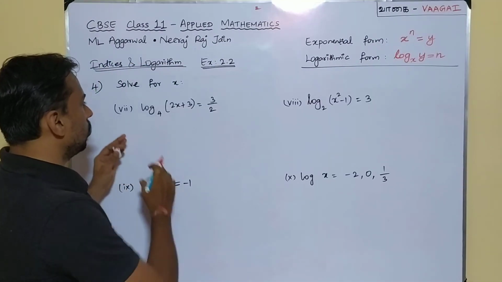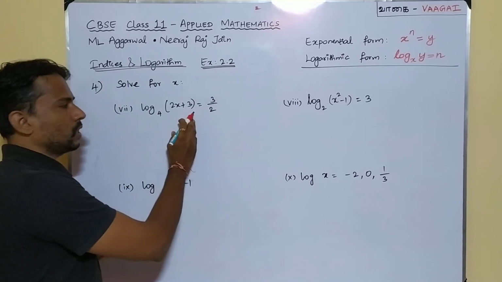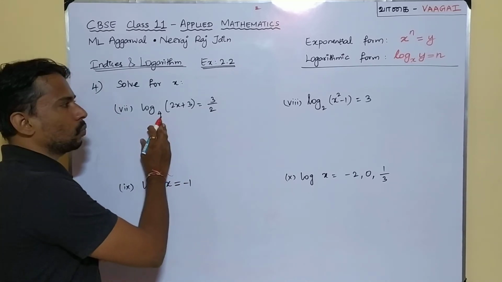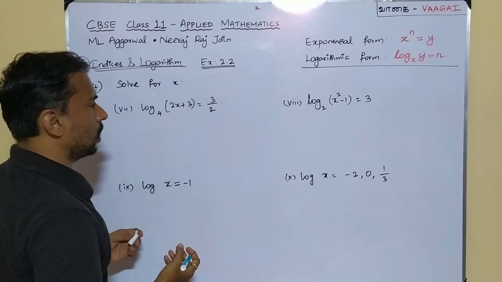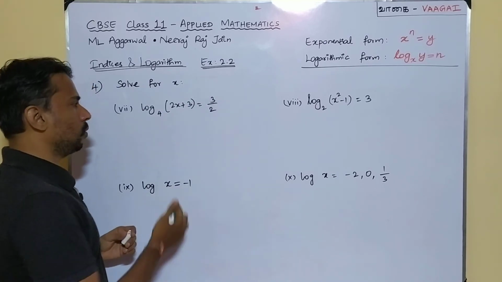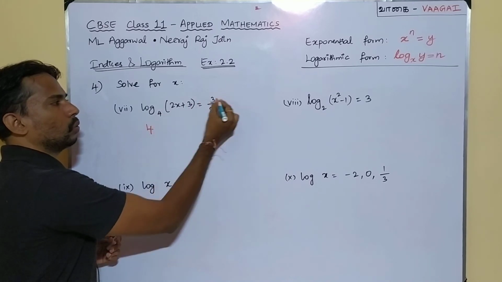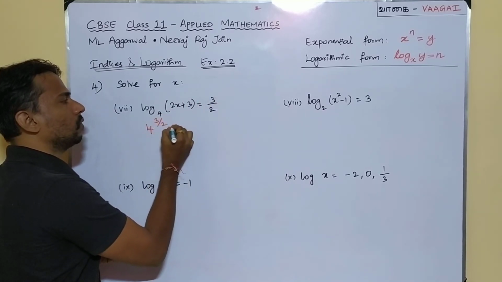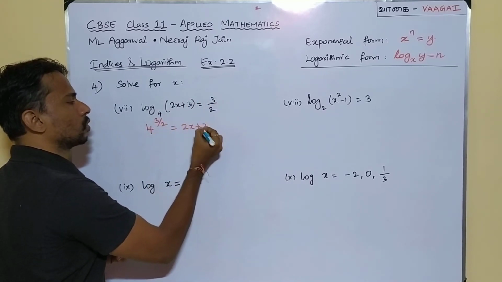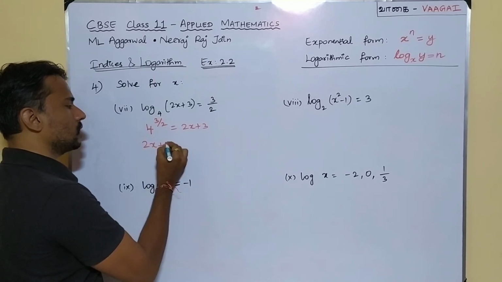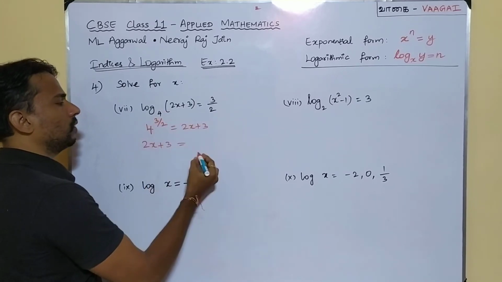7th subdivision, we have log of 2x plus 3 to the base 4 is equal to 3 by 2. So again we have to write this in exponential form. So we get 4 to the power 3 by 2 is equal to 2x plus 3. So that means 2x plus 3 is equal to 4 power 3 by 2, right?